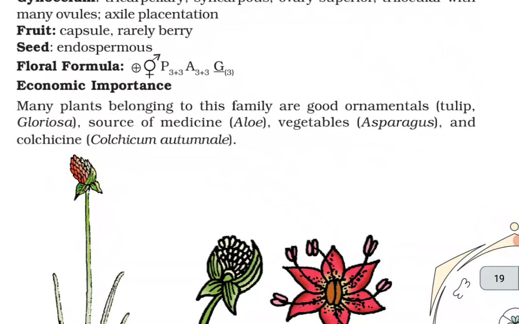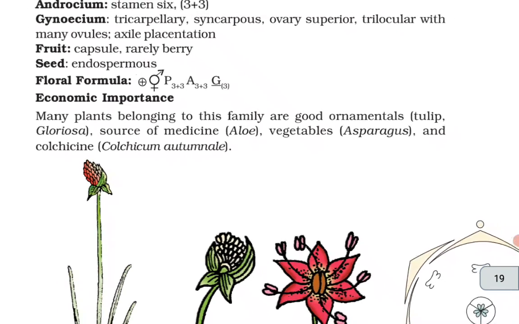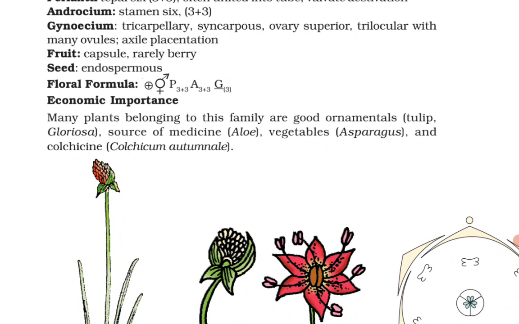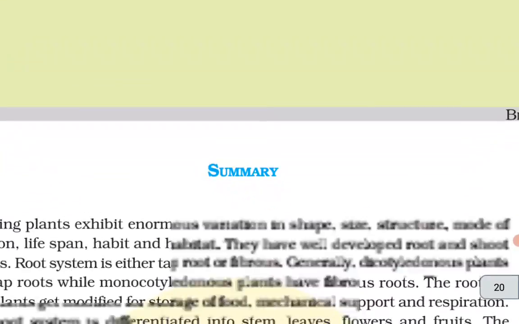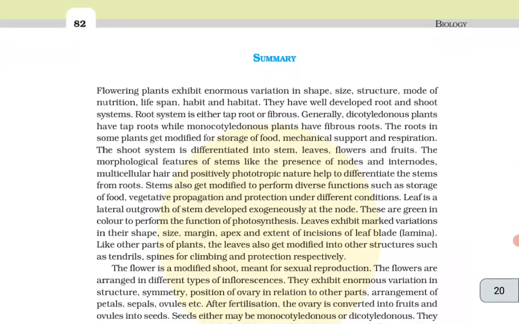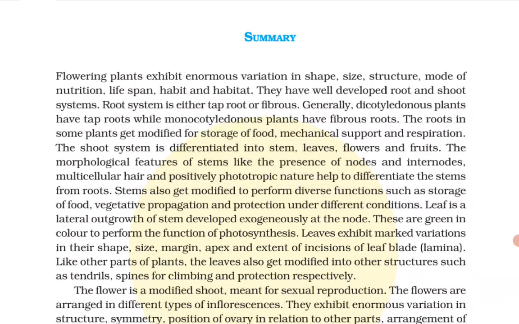And economic importance: many plants belonging to this family are good ornamentals like tulip, gloriosa, and source of medicine: aloe; vegetables: asparagus; and colchicine: Colchicum autumnale. Summary: flowering plants exhibit enormous variation in shape, size, structure, mode of nutrition, lifespan, habit, and habitat. They have well developed root and shoot systems.